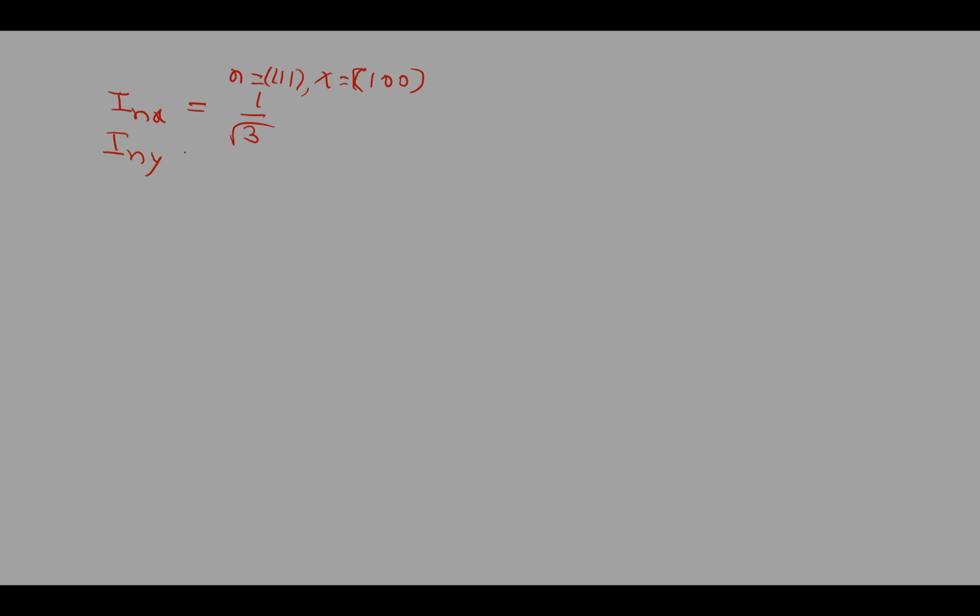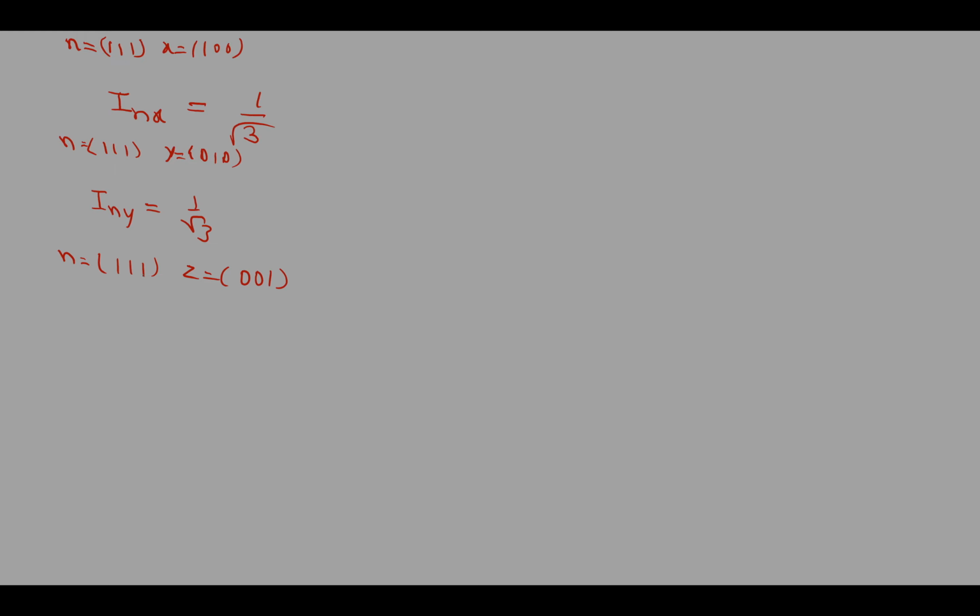I n y. When different conditions are there, I'll just write them down. So n value is changing 1 1 1, and for x direction we will keep 1 0 0 generally. N value is here 1 1 1 again, and y value is 0 1 0, so I n y will be 1 by root 3. N is equal to 1 1 1, z is equal to 0 0 1. So I n z we can calculate again, that will be root 3.